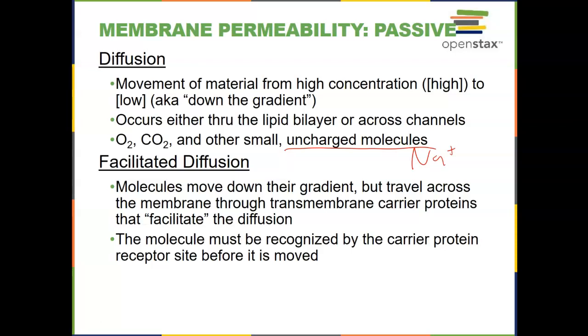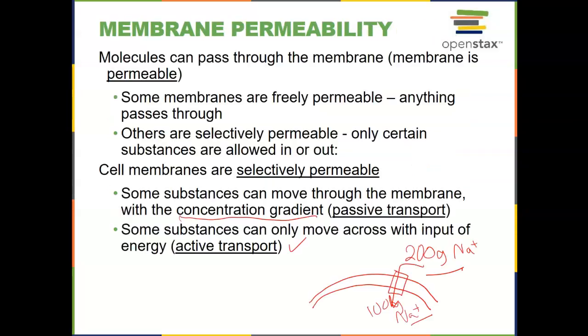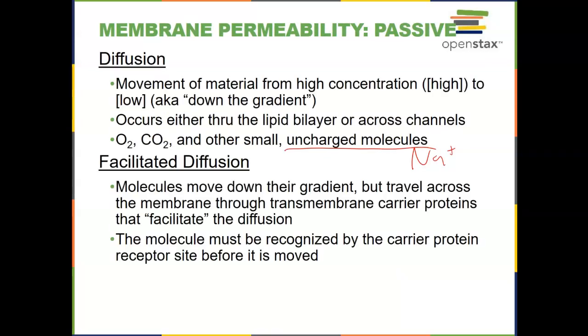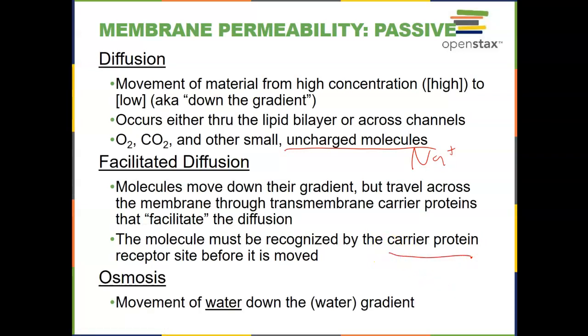Facilitated diffusion is where molecules are moving down their gradient, but instead of going right through the lipid bilayer, they're going through channels. It's facilitated. So this example here would be a case of facilitated diffusion because there's a channel carrying sodium across. And you will typically see this with anything that has a charge because a carrier protein is necessary to get the stuff through. And then osmosis is the movement of water down its concentration gradient.